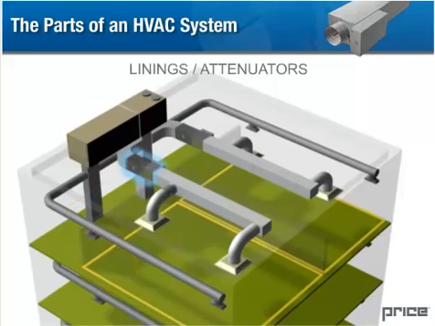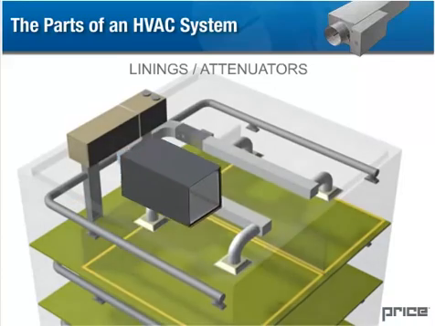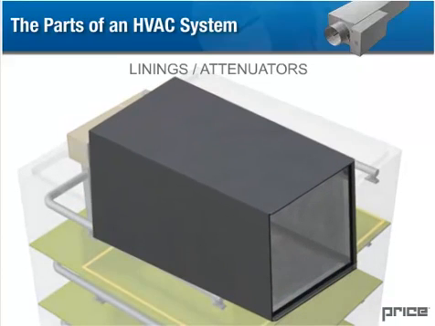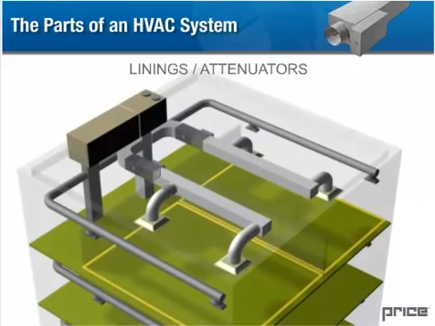Various types of linings are available to dampen noise within a duct. A short length of lined ductwork, called an attenuator, is often installed following the terminal unit to dampen discharge noise.